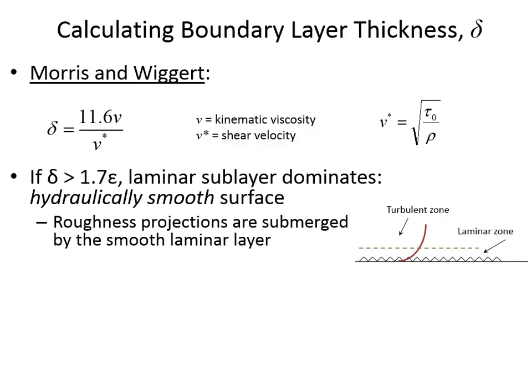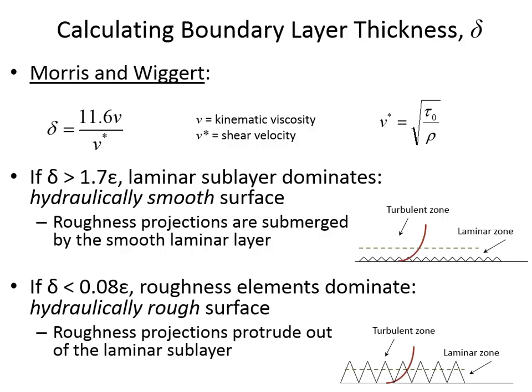Now, if you have the boundary layer thickness more than 1.7 times the roughness of the pipe, then you will say that you have a hydraulically smooth surface. Hydraulically smooth means that the laminar zone is thicker than the roughness elements in the pipe. But if that boundary layer thickness is less than 0.08 times the material roughness, then you'll say that you have a hydraulically rough surface. And so compare these two.